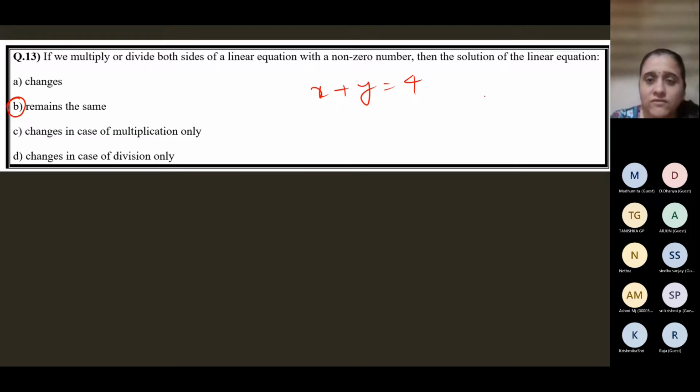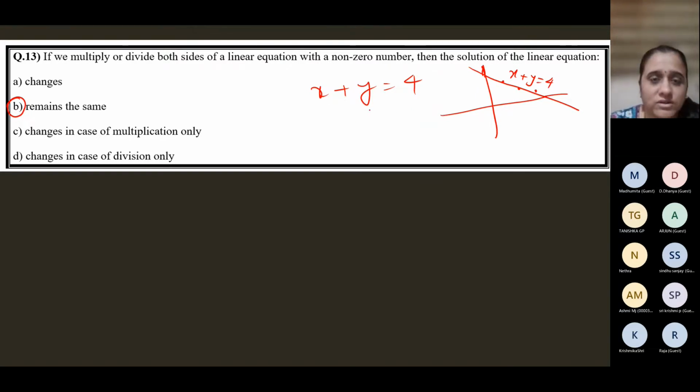Now, on the graph paper, x plus y is equal to 4. So it will be like (1, 3), (2, 2), (3, 1). So like this. Okay, so it will be kind of like this, the line. So this is the line x plus y is equal to 4.